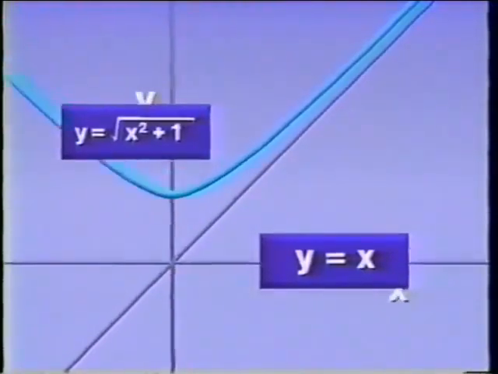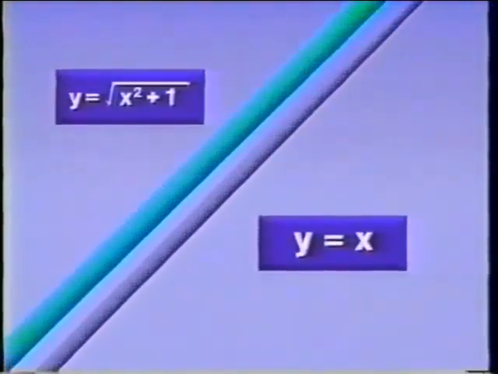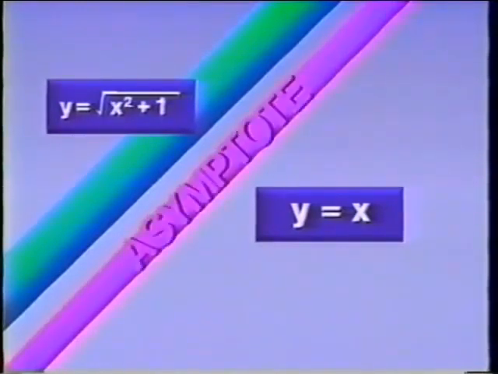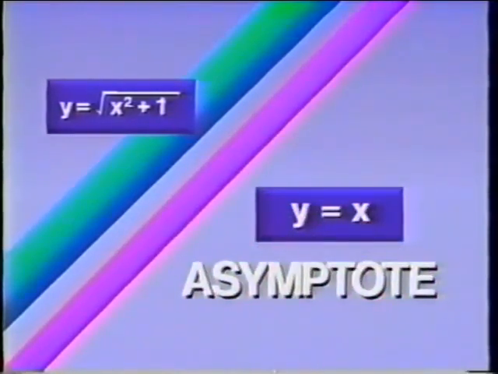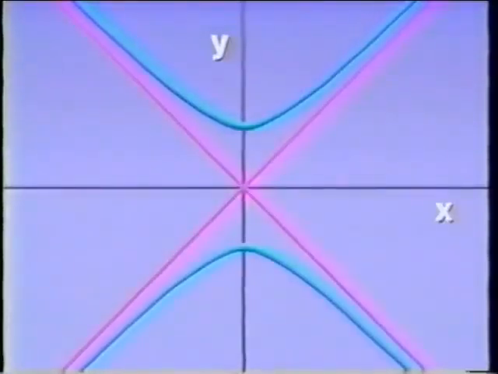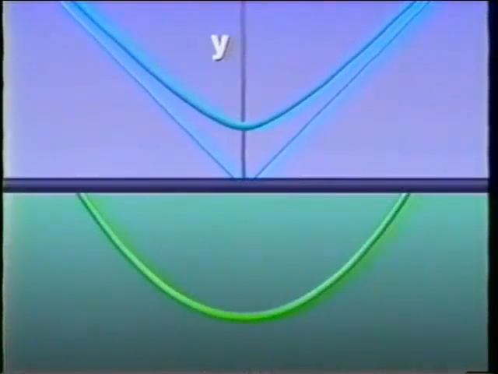Plotting more points on the hyperbola, we see that as x gets larger, the hyperbola approaches but never touches the y equals x line. There's always that little plus 1 in the equation to keep them apart. The straight line y equals x is called an asymptote. Hyperbolas always approach asymptotes. Parabolas don't. They curve away from any asymptote drawn.